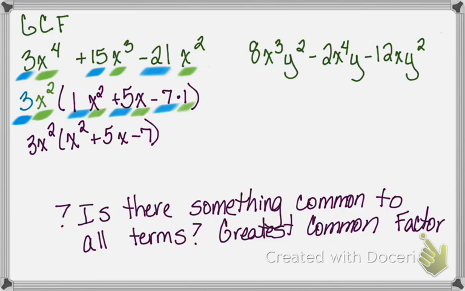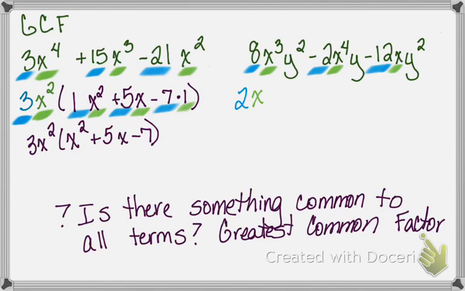Okay, now we're going to ask ourselves 3 different things for this one. First thing is, what is common to 8, negative 2, and negative 12? What's common to all of those? 2. Okay, so that's what I'm going to ask myself first. The next thing I'm going to ask myself, what's common to x to the 3rd, x to the 4th, and x? What is common to all of those? Just x. Okay, so I'm going to factor out an x.